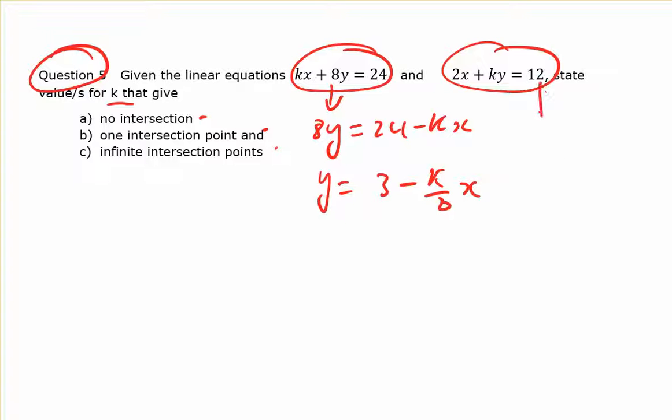Similarly, we're going to do the same thing here. I'm going to move all the other terms to the other side, so make y the subject. So divide both sides by k: y equals 12 on k minus 2 over k x.